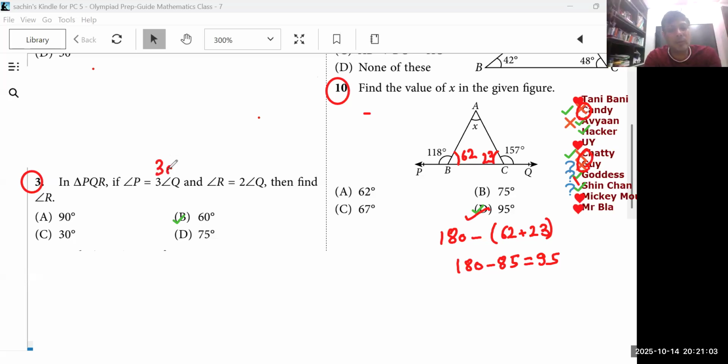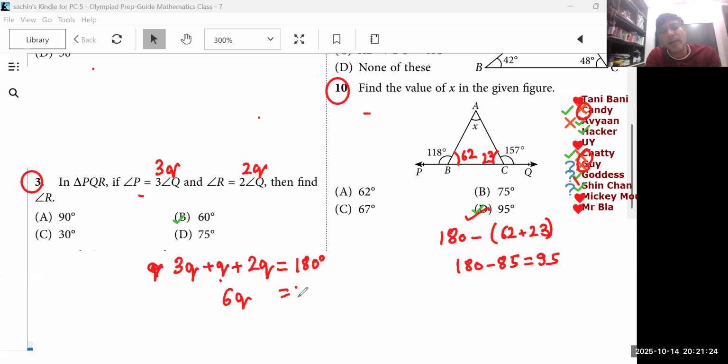Now let's see the first question. This is 3q and this is 2q, and when we have q. In a triangle, there are three angles, P, Q, and R. So P is 3q, Q is just Q only, and R is 2q. Their total is 180 degrees. So 6q is equal to 180 degrees. So q is equal to 180 divided by 6, that is equal to 30.